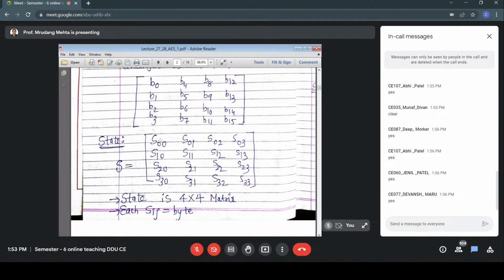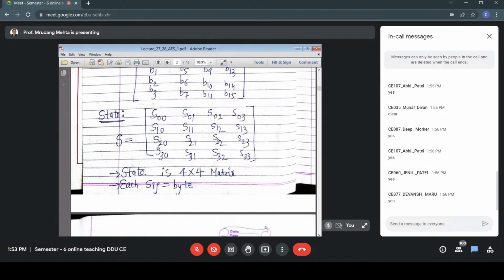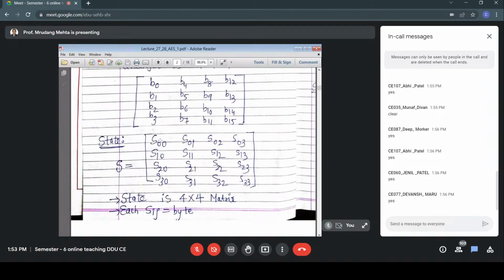So the S00 state is actually 1 byte. Is this concept clear? How to represent it as a matrix? How to represent a block as a matrix?